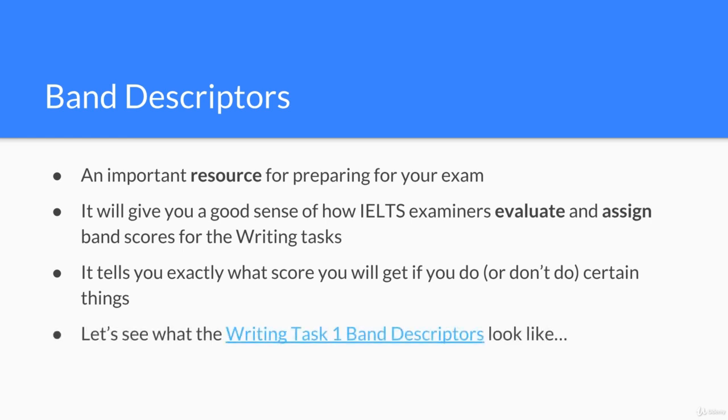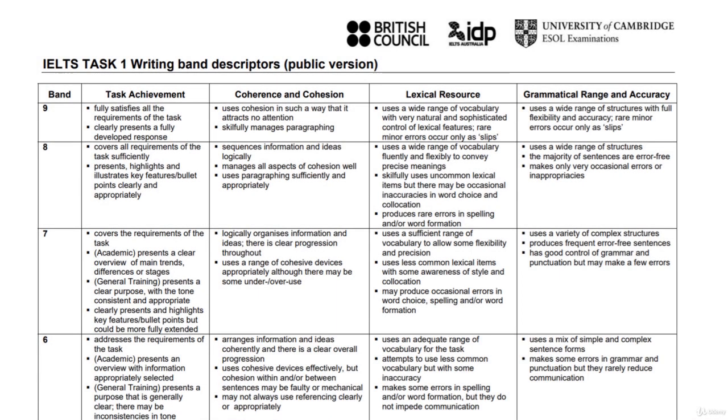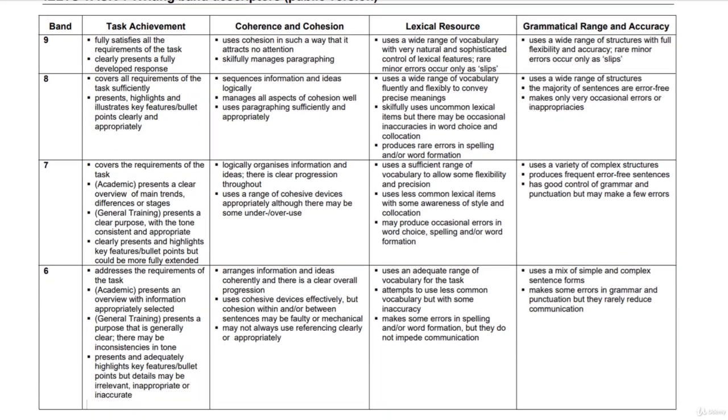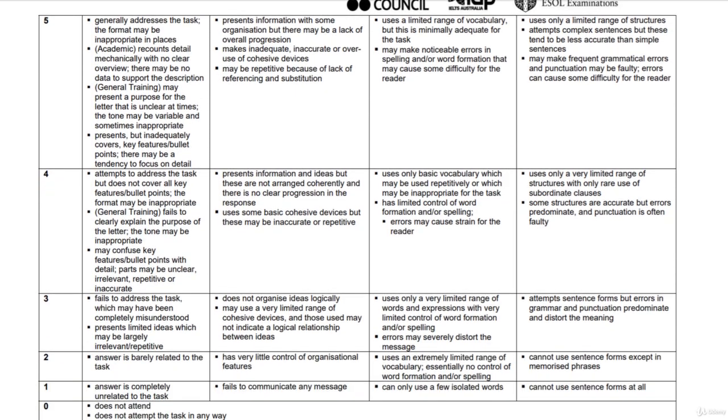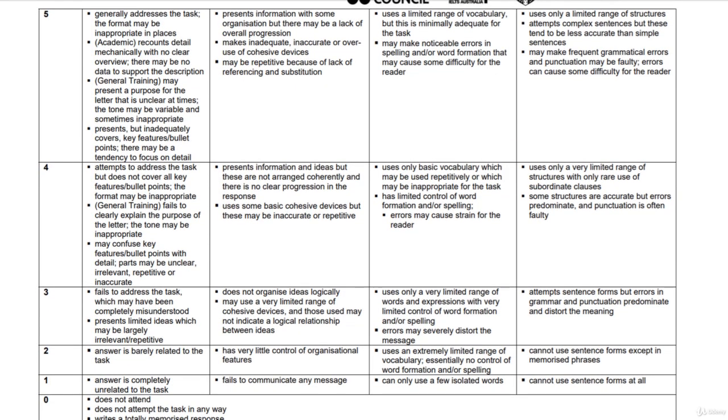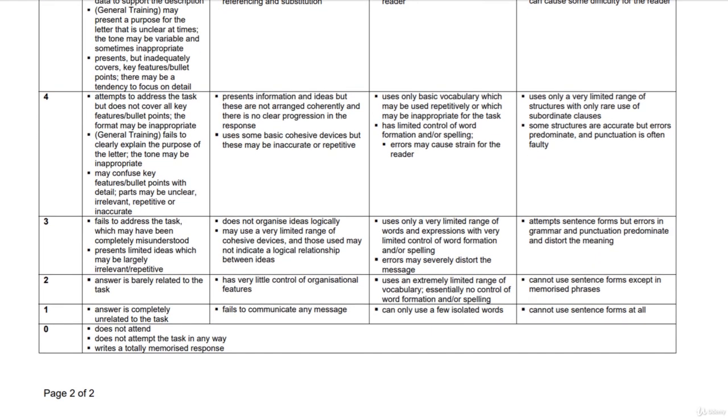So let's take a look at the official list of the Writing Task 1 band descriptors. As you can see, here we have the public version of the IELTS band descriptors. What it tells you is what you need to do in exactly each category to get a certain band score. So if you do the things that are listed under band 9, then you're going to get a band 9 for your score. On the other hand, if you do things that are listed under band 6 or band 5, then you're going to get a band 6 or a 5 depending on the things that you're doing or not doing. So I suggest that you take a look at this official list.